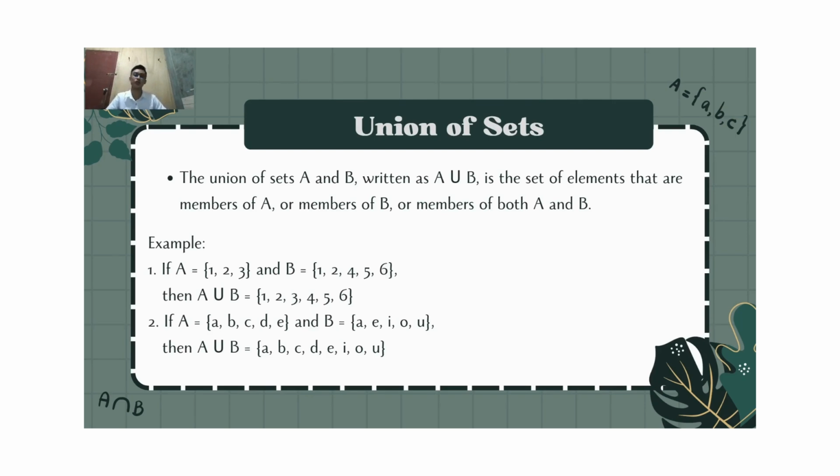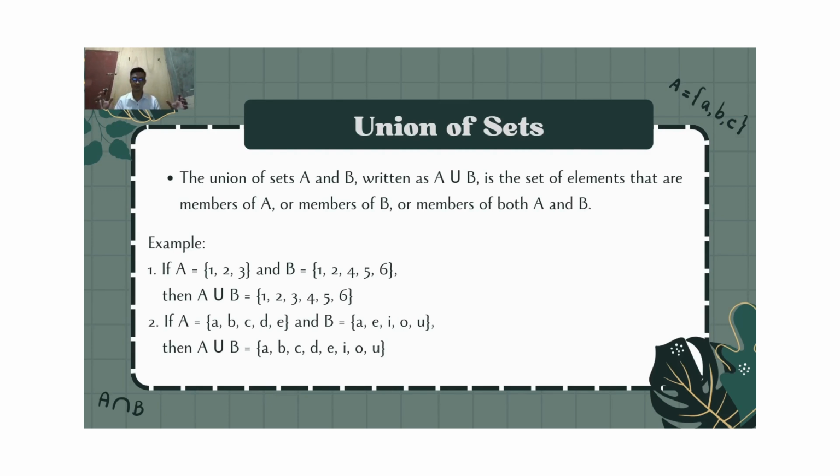It states there that the union of sets A and B, written as A union B, is the set of elements that are members of A, or members of B, or members of both A and B. So for us to understand what is the union of sets, we have some examples. Example number one: if A contains the elements 1, 2, 3, and B is equal to 1, 2, 3, 4, 5, 6, then A union B is equal to 1, 2, 3, 4, 5, 6.